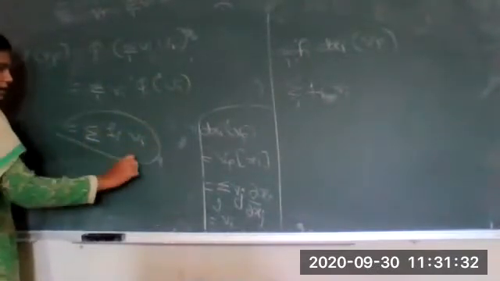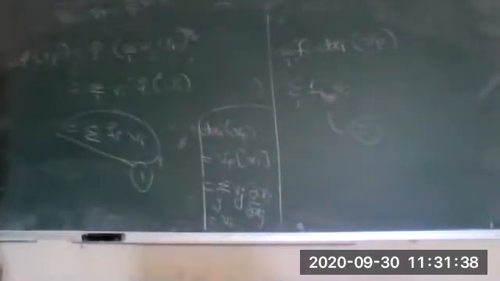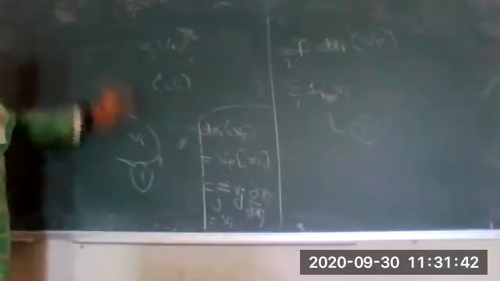So from equation 1 and equation 2 we can say the LHS is equal to the RHS. Hence the proof, that is phi is equal to the summation over i of fi dxi.